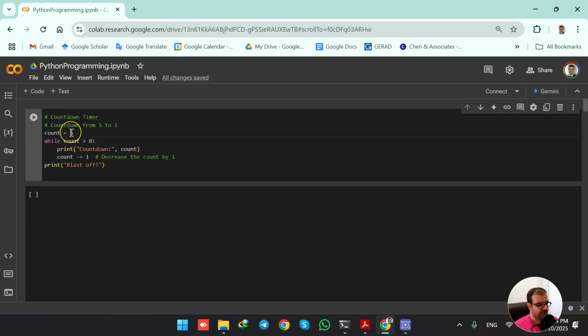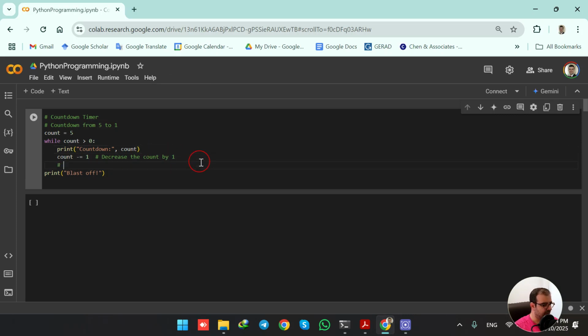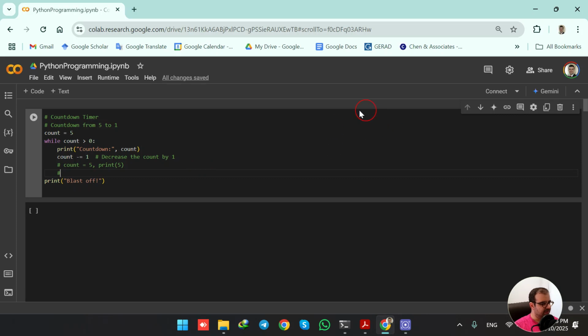So the first time that it is initialized to 5, 5 is larger than 0, then it is going to enter this loop. When it enters this loop, it is printing countdown and the number of the count. So in the first time, count equals 5, so it prints 5 in the output. After that, it is decreasing the value of count by one value.